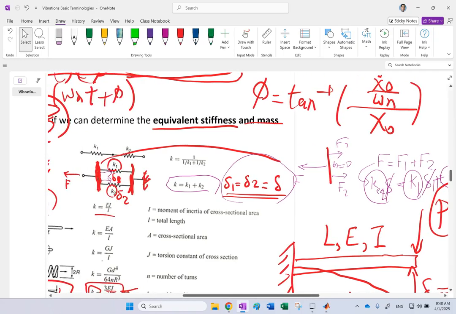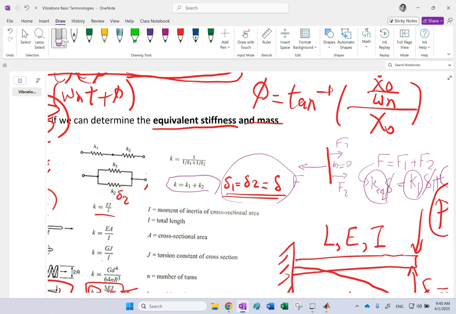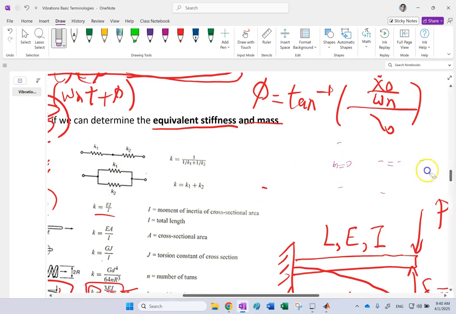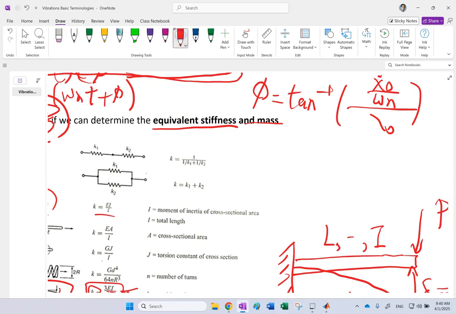Now, if it's series, you have the reciprocal formula. Where does that come from? So let me show you that one very fast as well. So here, again, to make life easy, I apply a fixed end here, and I pull this with force F, right? And I say this is equivalent to, again, one single spring fixed at one end and the same force.